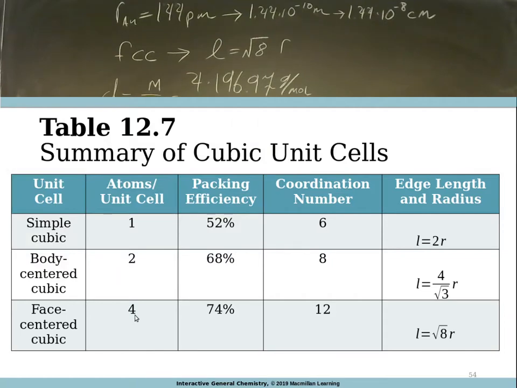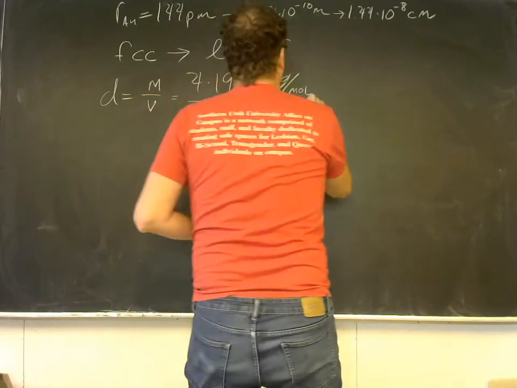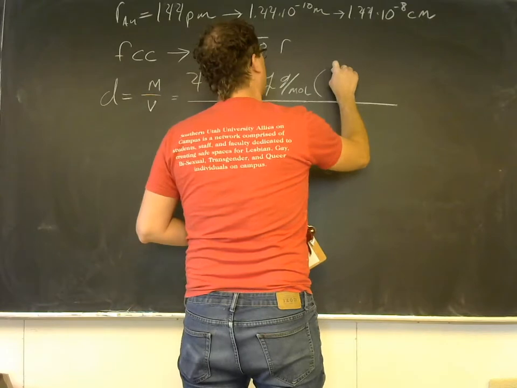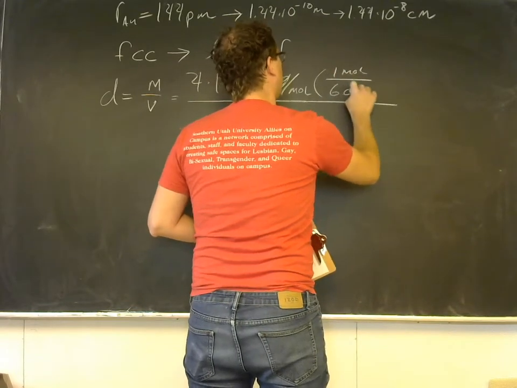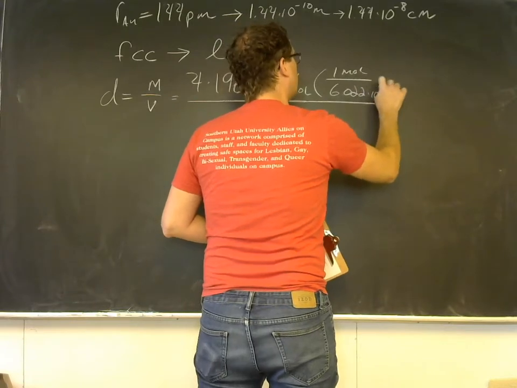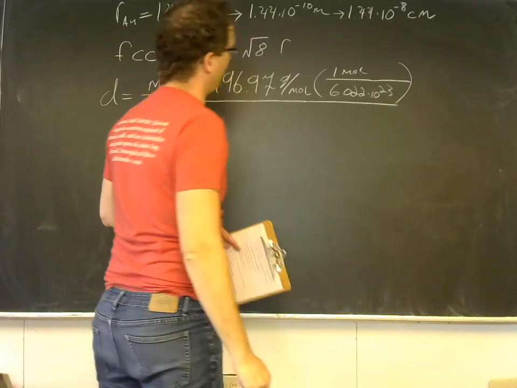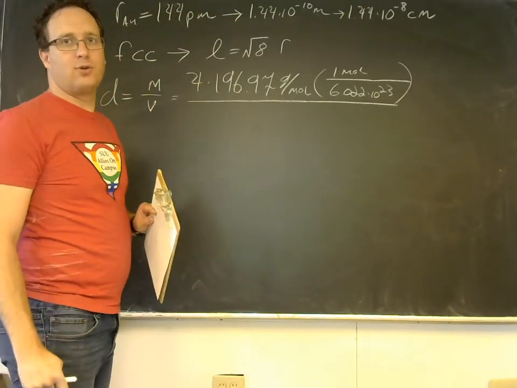And we want to find the weight of a single gold atom. So that would be 1 mole is 6.022 times 10 to the 23rd individual gold atoms. So that is the mass of a gold unit cell.